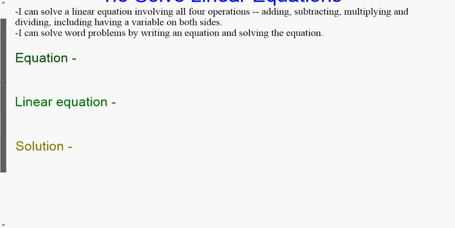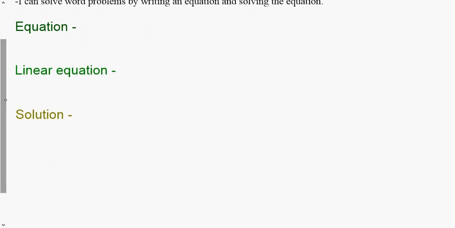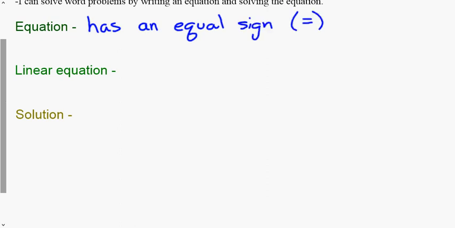So before we can talk about solving equations, we have to ask the question, what is an equation? What makes a problem an equation versus an expression? In section 1.2, we looked at expressions and simplifying expressions. Here we're talking about equations. The difference is the equal sign. If the problem itself has an equal sign in it, it's an equation.